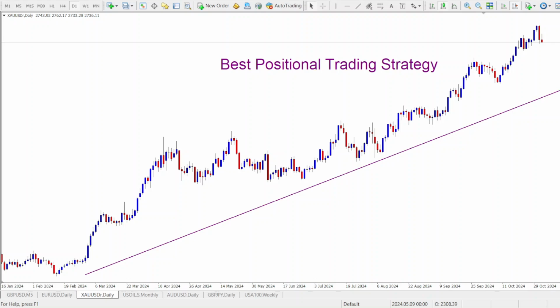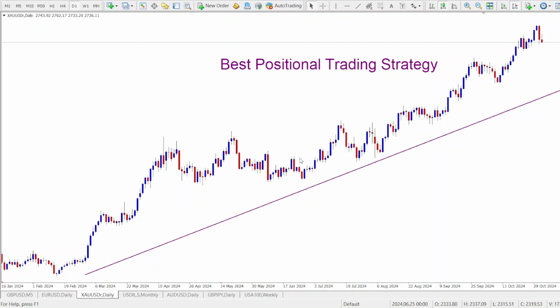seven, eight months, over nine months. That's a big move. So that's the benefit of positional trading, because it tends to capture big moves over time.